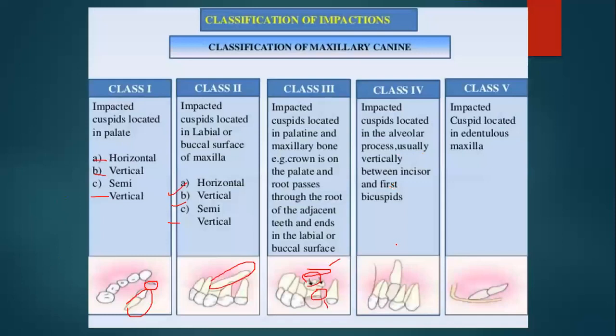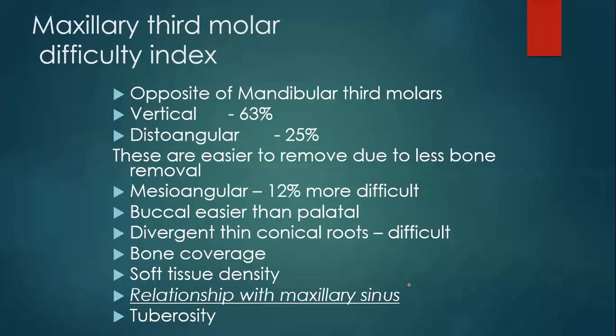And in class 4, what is happening? Sorry, class 5 will be present in the edentulous maxilla. And in class 4, what happens? The impacted cuspid is located in the alveolar process, usually vertically between the incisors. Basically, you can see that it is impacted vertically in this position between the lateral incisor and the first premolar here. So there is no space for the maxillary canine to erupt in the oral cavity.